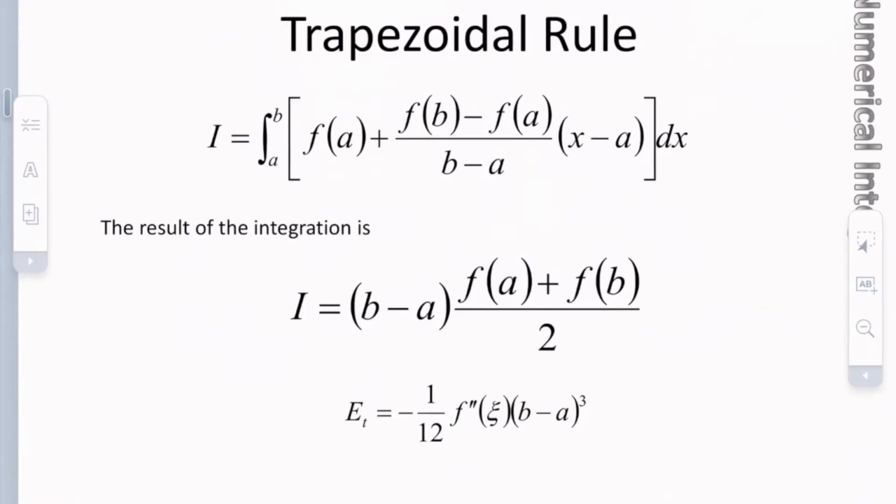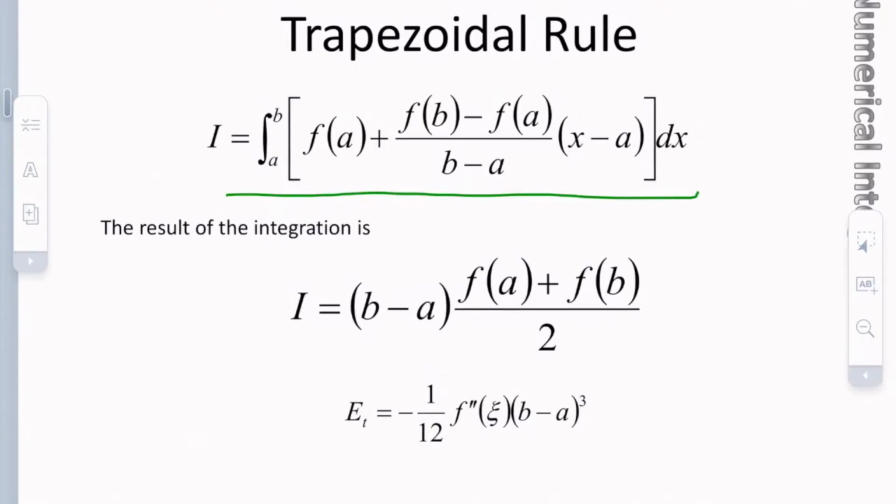The area under a straight line is an estimate of the integral of f of x between the limits of a and b. If we replace f of x in the integral with f sub 1 of x, we then get this expression. Geometrically, the trapezoidal rule is equivalent to approximating the area of the trapezoid under the straight line connecting f of a and f of b.